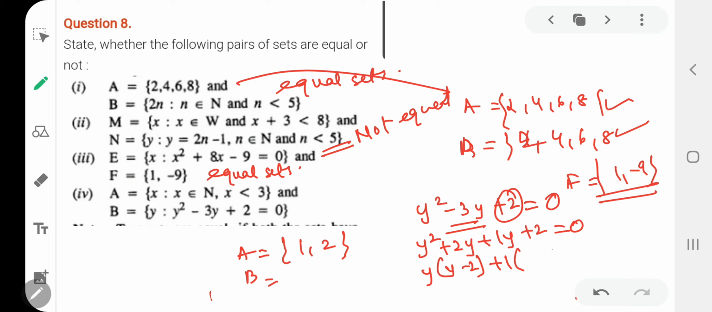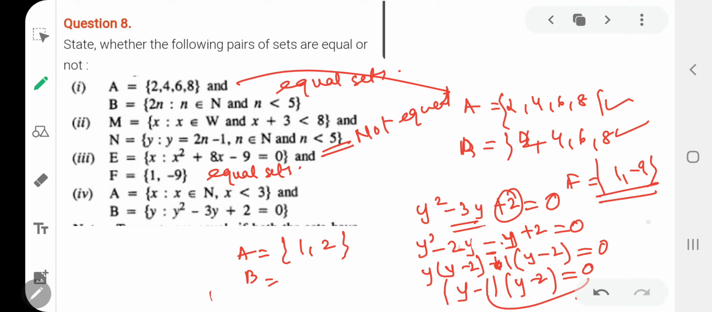Am I going correct? I'll put both the signs as minus. So minus minus will become plus. Okay. So here will be minus. Y minus 2. So my two brackets are y minus 1 and y minus 2 is equal to 0. When you equate each bracket with 0, you will get 1 and 2 as the values of y. So the B elements will also be 1 and 2. So you got A and B to be equal. Got my point clear?